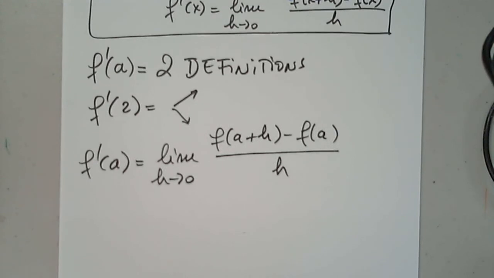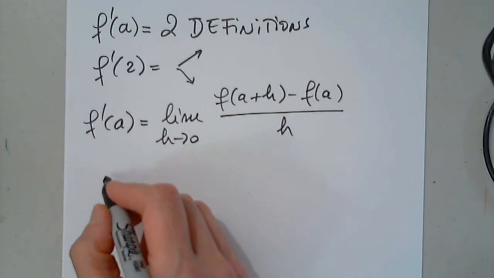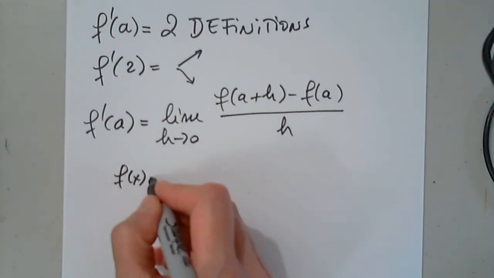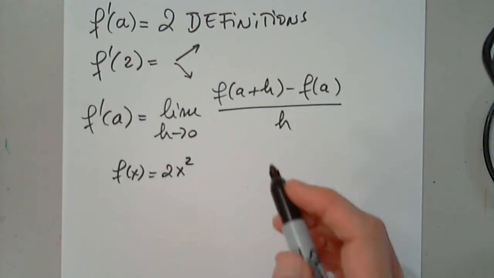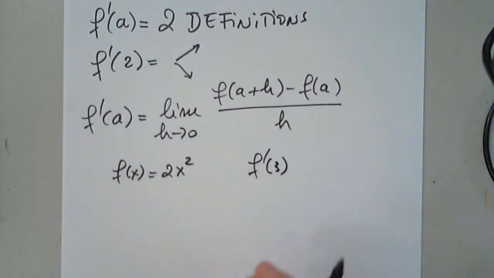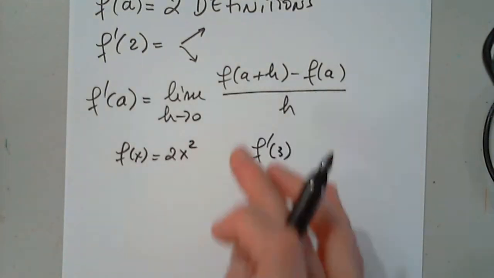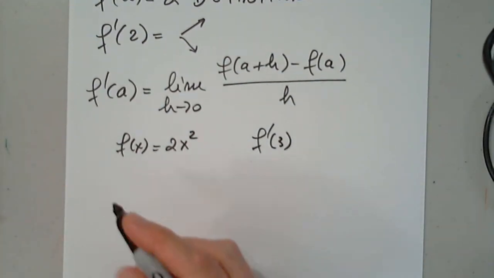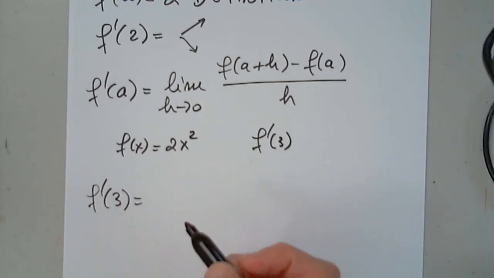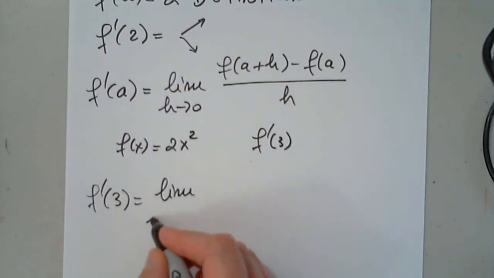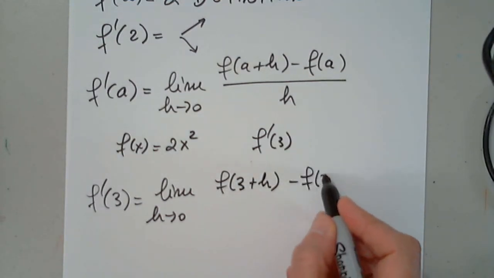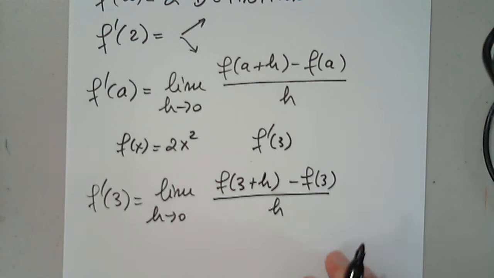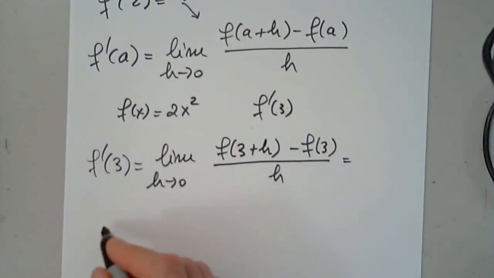So let's illustrate with one simple example. Simple. Let's say f of x equals 2x squared, and we want to find f prime of 3 using this definition. Fine. So in order to find f prime of 3, I will write the limit as h approaches 0 of f of 3 plus h minus f of 3 divided by h. And just replace, put the function in.